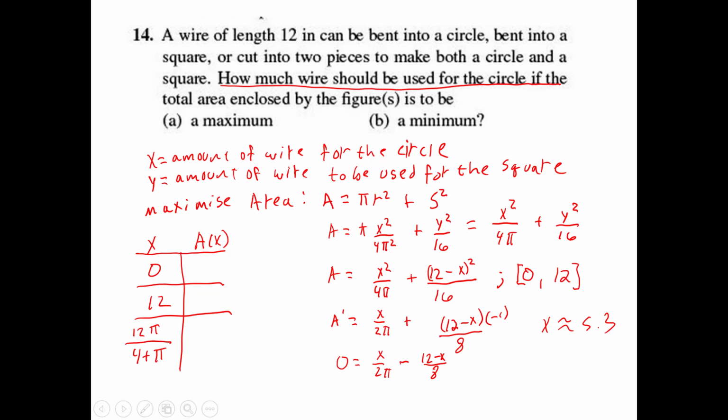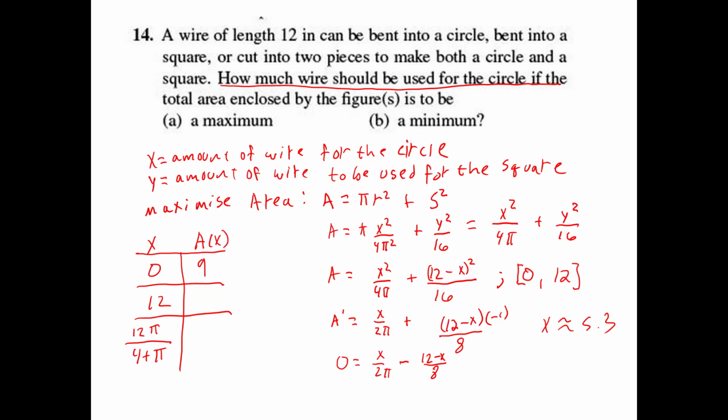Okay, so once you put that into your formula, at 0 you get 9. Now, x was how much you used for the circle. If you didn't use any for the circle, and you would use it all on the square, and 12 divided by 4 is 3, and the area of the square would be 9. If you're not getting 9, you put it into the calculator wrong.